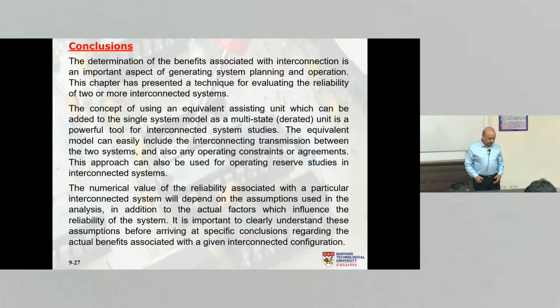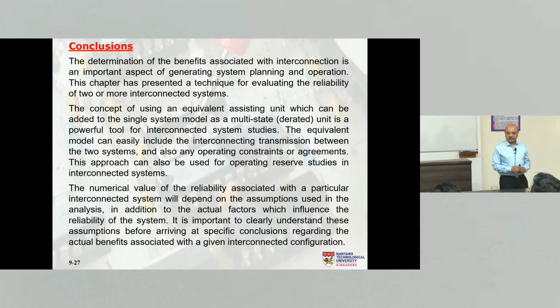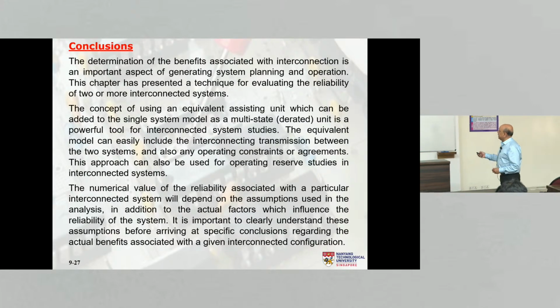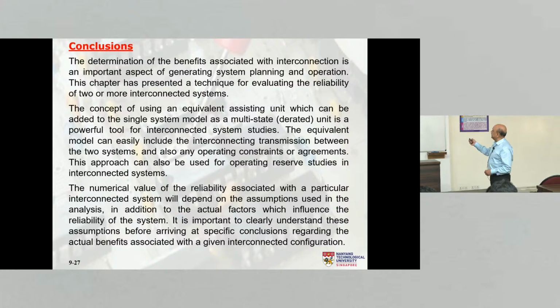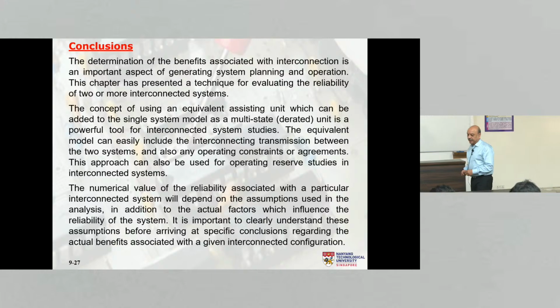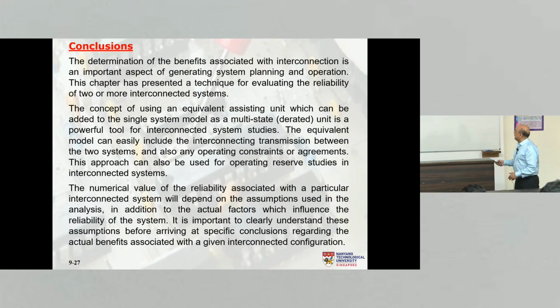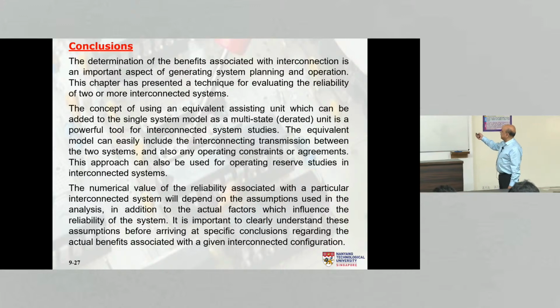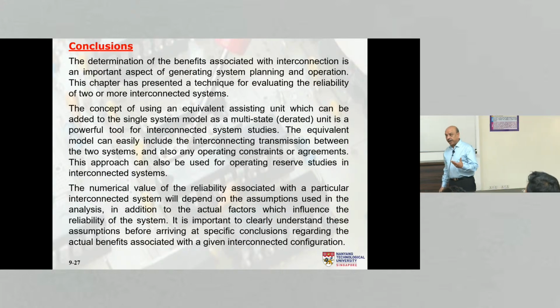So just to conclude this particular chapter about interconnected power systems, the determination of the benefits associated with interconnection is an important aspect of generation system planning, particularly for future capacity planning. This chapter has presented a technique for evaluating the reliability of two or more interconnected systems, the equivalent assisting unit approach. I also mentioned that there is another method called the probability array method.